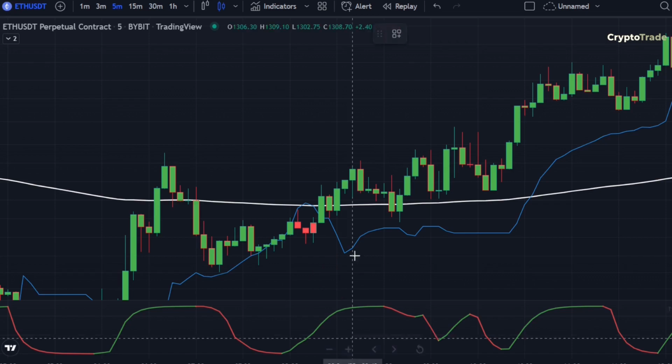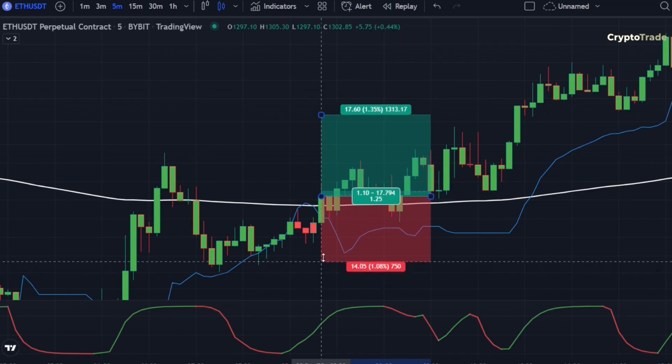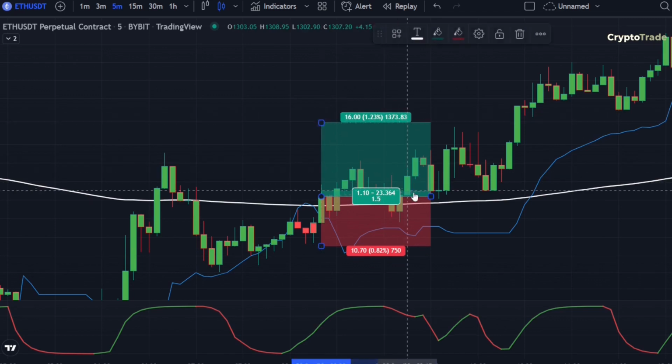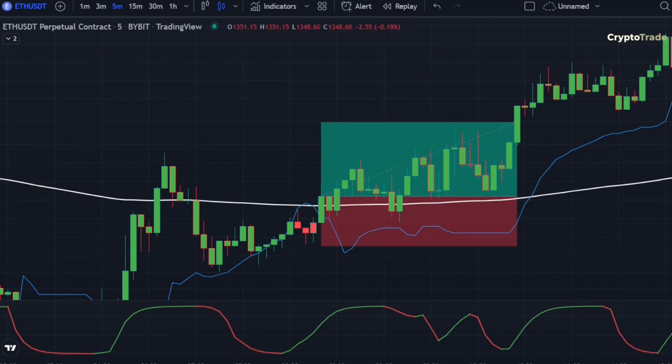As these conditions are met, place a buy order at the close of the green candle that has closed above the blue line. Place the stop loss below the nearest swing low. The risk-to-reward ratio will be set to 1 to 1.5. The market has reached the target and the trade has been successfully closed.